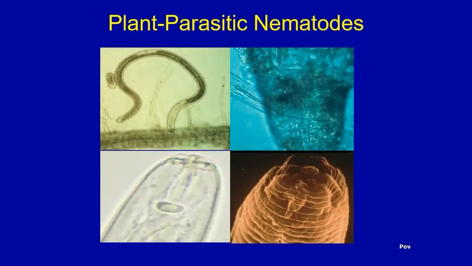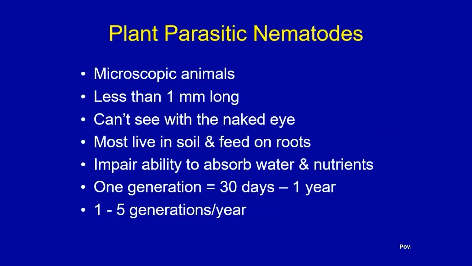Okay, I'm going to finish up with plant parasitic nematodes. Nematodes are the most numerous animal on the face of the earth, more numerous than insects, but just not as diverse. They come in all different types and sizes. The ones I deal with, plant parasitic nematodes, are only about 1 millimeter long. Most survive in the soil and feed on the roots of plants. You can't see these with the naked eye. As I said, less than 1 millimeter long typically.